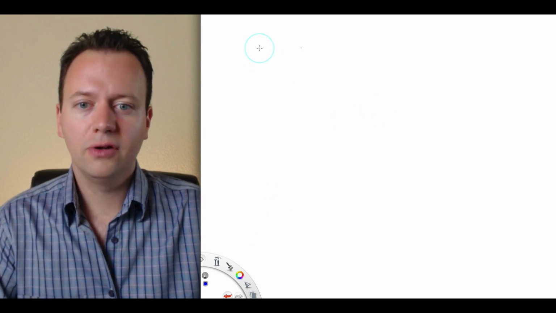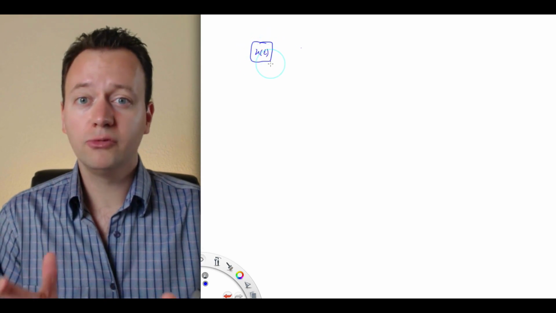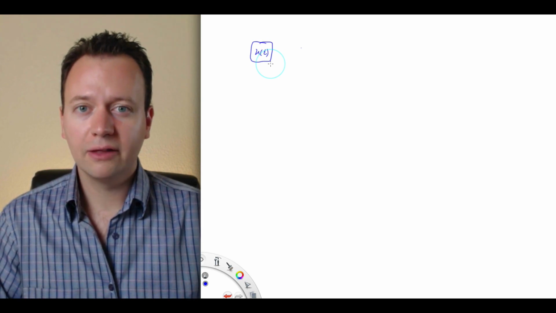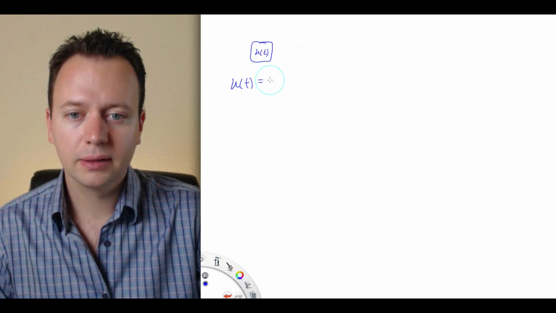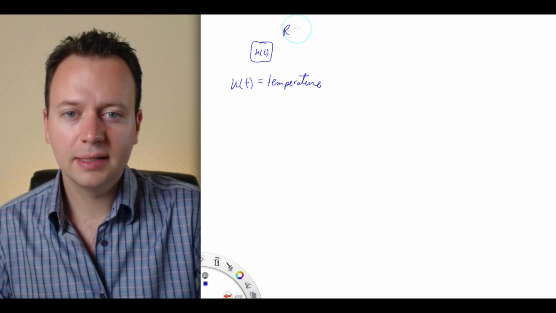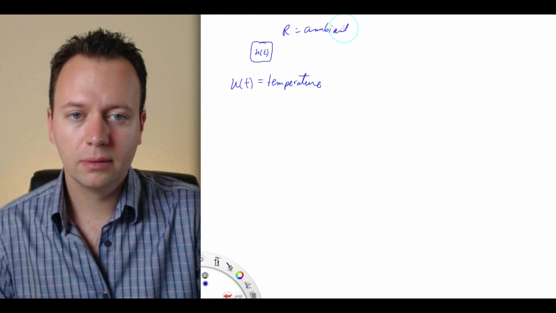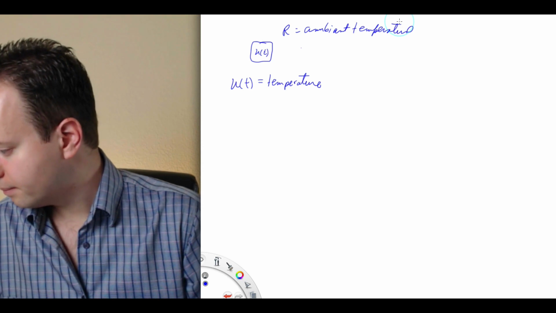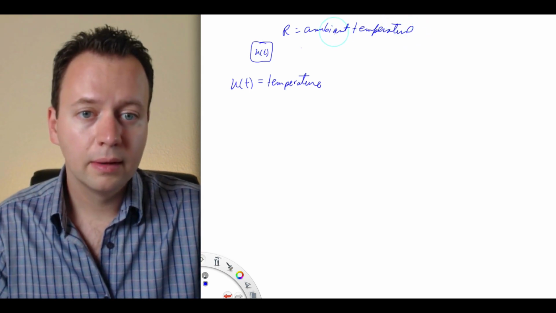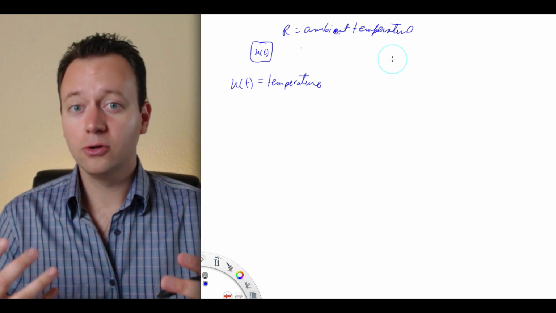So recall that if we have an object with temperature U of t. So we have an object that has a temperature that's allowed to change in time. So U of t represents the temperature of our object. And this object is placed in a room with ambient temperature equal to R. Ambient temperature R. So ambient temperature is basically the temperature of the surroundings.